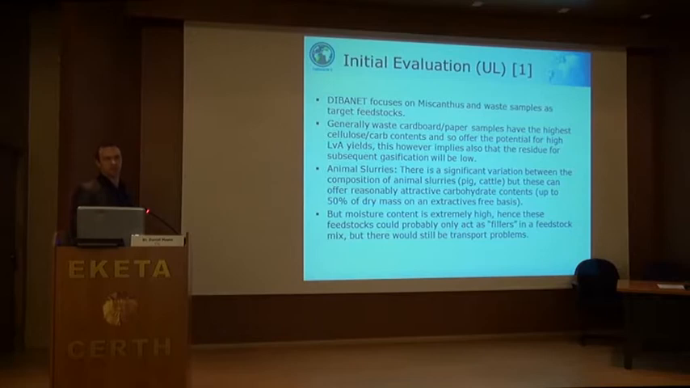The early evaluation at the University of Limerick involved looking at the most suitable feedstocks. We identified miscanthus at the very early phase as being a very good feedstock based on its productivity, low production costs and good environmental profile. We also looked at various waste materials. Cardboard and paper are particularly useful due to their very high cellulose contents. You have waste materials such as animal slurries, but although they can have a decent sugar composition, they are very wet and their transport costs will be significant.